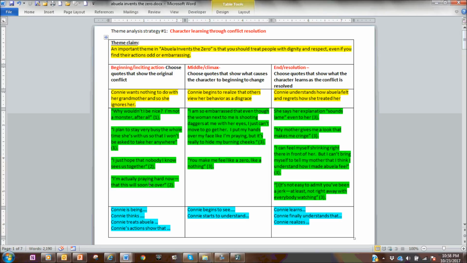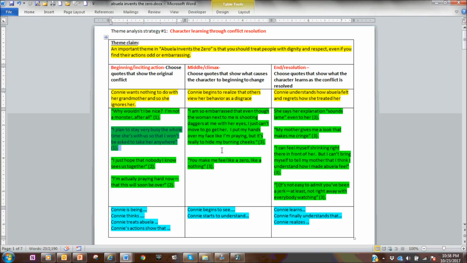If I were really doing a full essay, I could make some topic sentences for a paragraph. And these topic sentences would be mini claims that support my overall claim. But for this, I'm just going to write one paragraph, so I'm going to pick one piece of evidence from each of these categories. I'm going to pick this one. I plan to stay very busy the whole time she's with us.